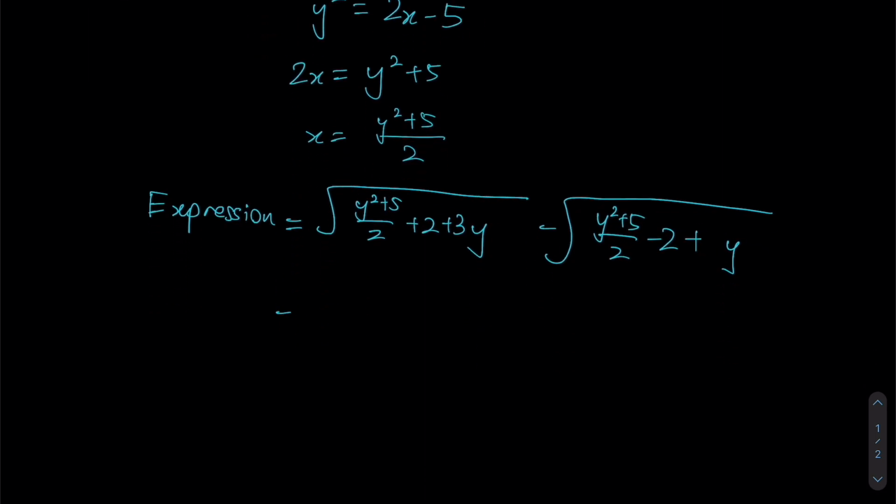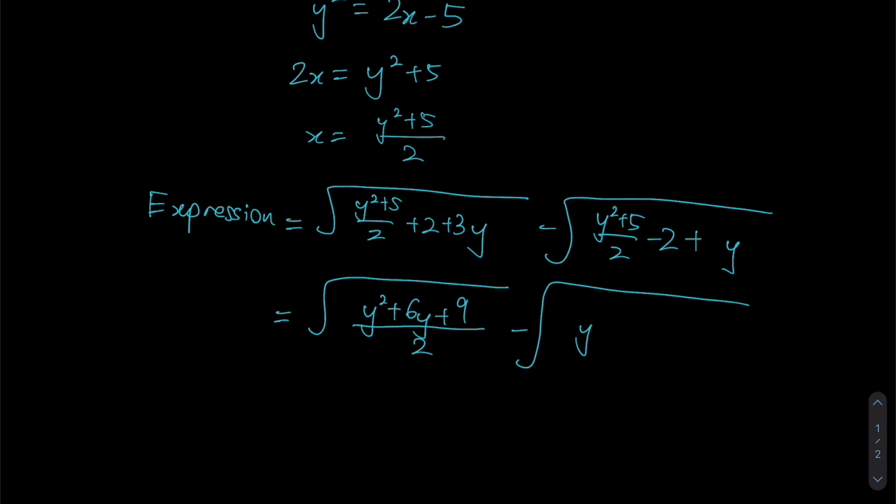So let us now look within each of these surds respectively to see what can be done. Over here, if I make them all the same denominator, I would have y squared plus 6y. 2 times 2 will give us 4, 4 plus 5 will give us 9 over 2. For the one on my right, I'll do the same thing. y squared plus y times 2 to give us 2y, minus 2 times 2 gives us minus 4. 5 minus 4 gives us plus 1 over 2 as well.